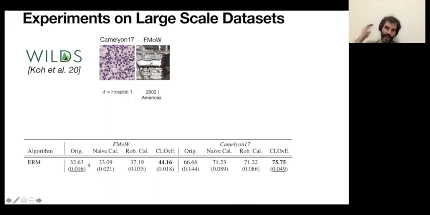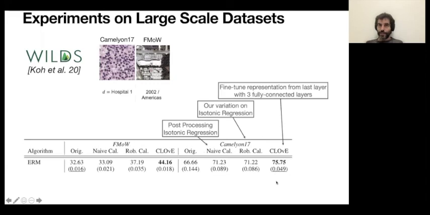and we look at the accuracy of the original algorithm. And then we start applying stuff. We start doing naive calibration. Then we do the robust calibration, which is calibrating across multiple domains simultaneously. And then this full end-to-end differentiable objective. And we see that performance improves. Same goes for Camelyon, which is pathology slides from different hospitals where the test is from yet another different hospital. And again, we see that performance improves substantially, okay, over what they published in the benchmark.